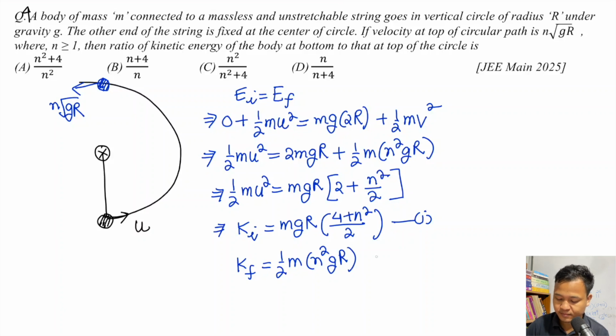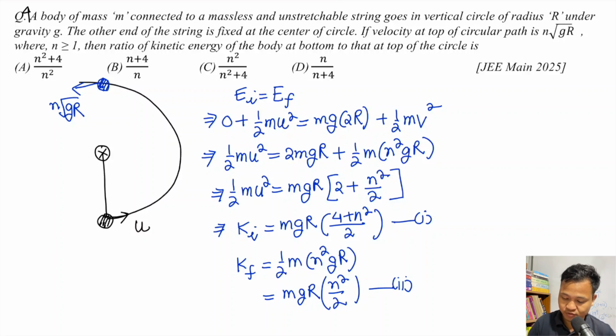Okay. Right, so this is how much? m into zr into n squared divided by 2. Okay, question number 2. The question asks for the ratio of kinetic energy at the bottom to the top, initial to final. So K initial divided by K final. K initial is mzr into n squared divided by 2.